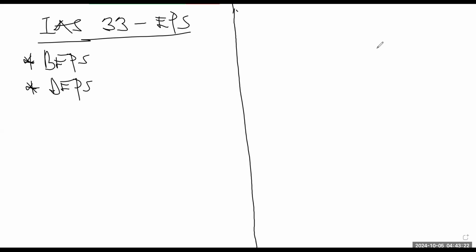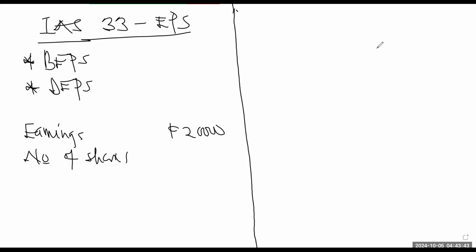So, assuming we have made a profit, earnings for the year, of 20,000, and the number of shares outstanding. We said that the number of shares outstanding is the number of shares in issue, not authorized shares. Authorized shares is the maximum number of shares that a company can issue. So they can give you authorized shares and they can also give you outstanding shares or shares in issue.